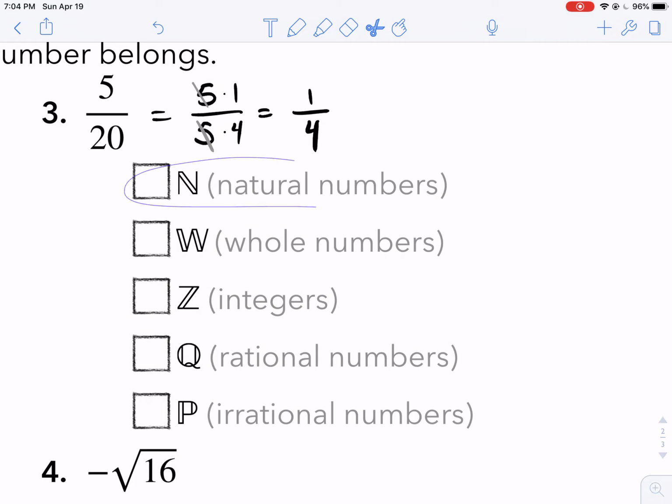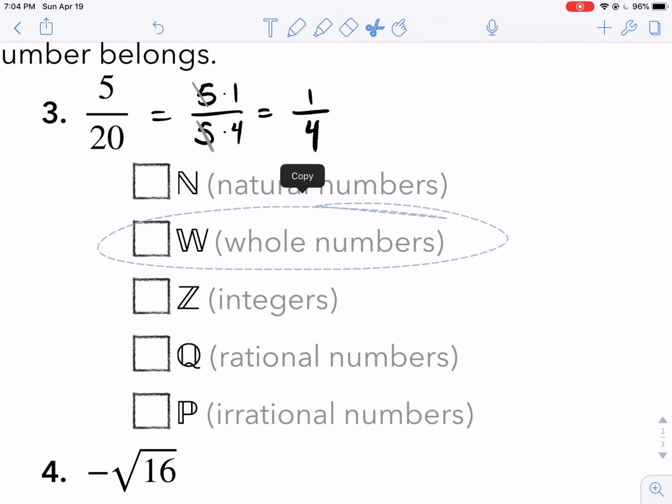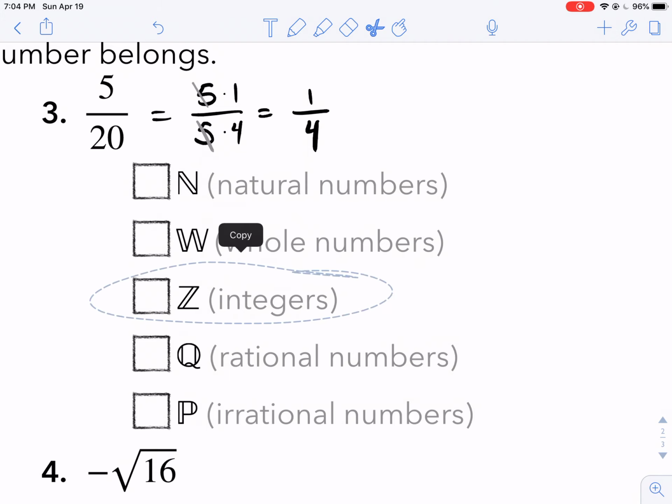Now 1/4 is not a natural number because we can't count with it. It's not a whole number because it's not a counting number and it's not 0. It's not even an integer because it's not a whole solid number, positive or negative. However, it is a rational number because it can be written as a fraction. Awesome. So it is just rational.